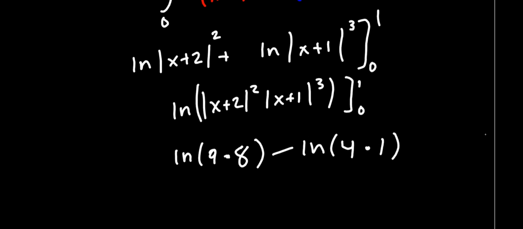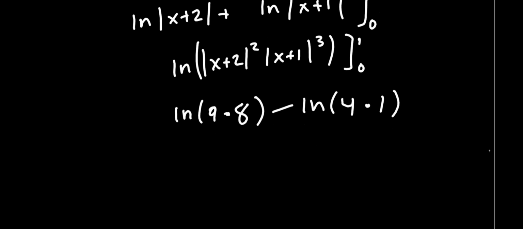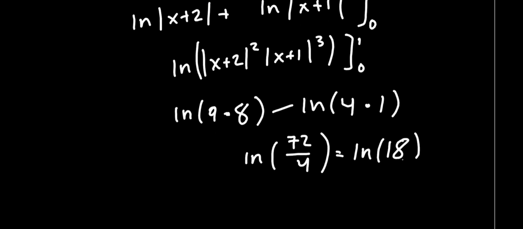So the natural log of 72 minus the natural log of 4 is just going to be the same thing as ln of 72 over 4, which is equal to the natural log of 18. And you can plug this into your calculator. And here you go. That is the answer for this one.